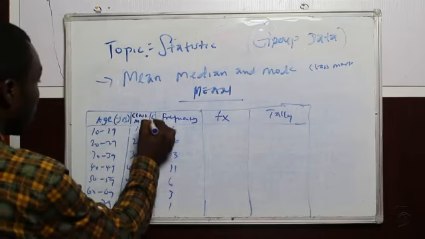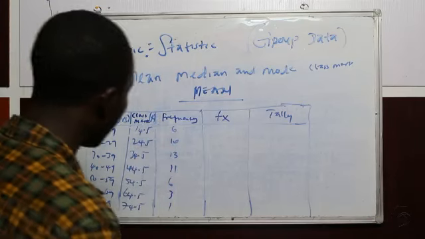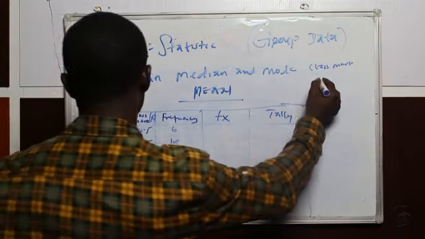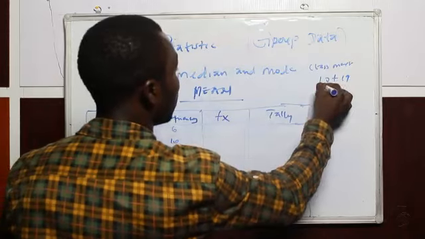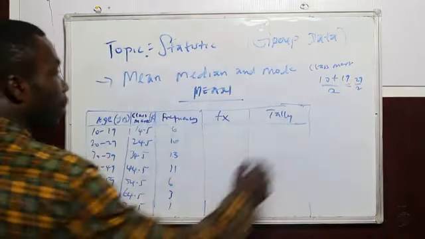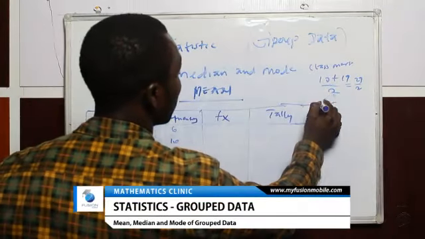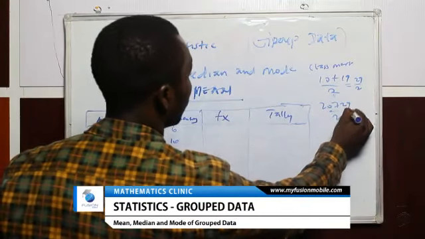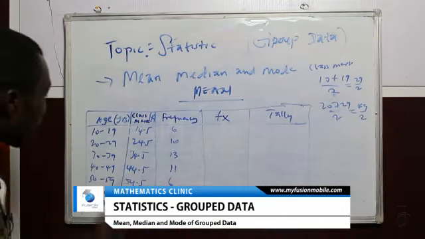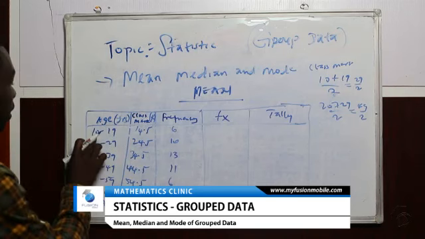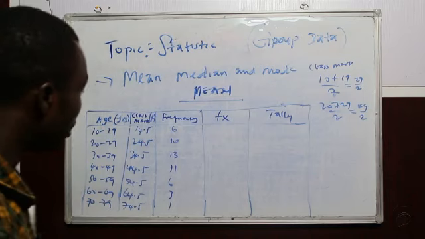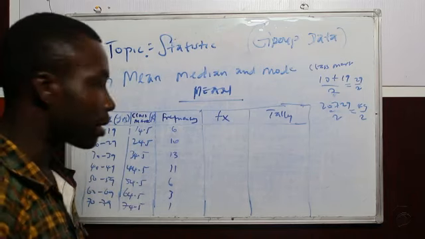Class mark is x, as I've explained earlier on. Now, how do we find this class mark? You had 10 plus 19 divided by 2, which is 29 over 2, will give us 14.5. Also, 20 plus 29 divided by 2 will give us 49 over 2, which is 24.5. That is how we get our class mark: add the lower class boundary plus the upper class boundary divided by 2 will give us the class mark.